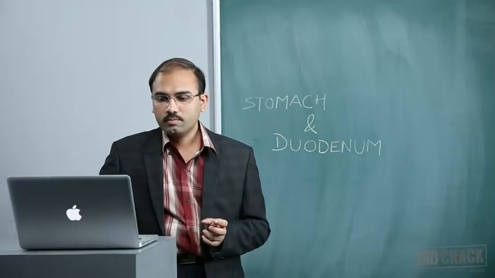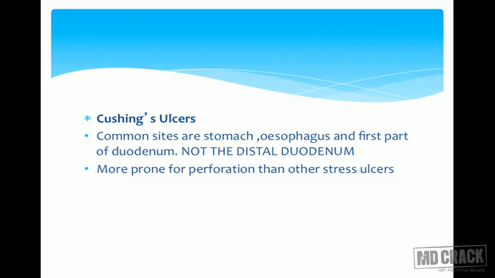Now Cushing ulcers. The common sites are the stomach, esophagus and first part of the duodenum. Note that it is not in the distal duodenum. You may be asked a question on the most common site of Cushing's ulcer among the following options. Remember, these are the commonest sites, more prone for perforation than any other stress ulcers.